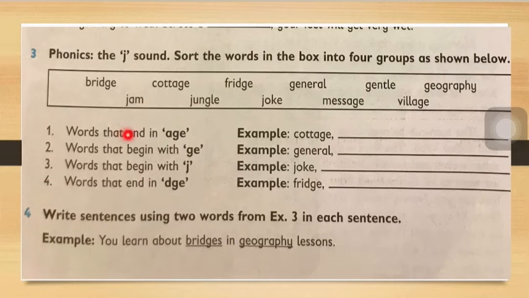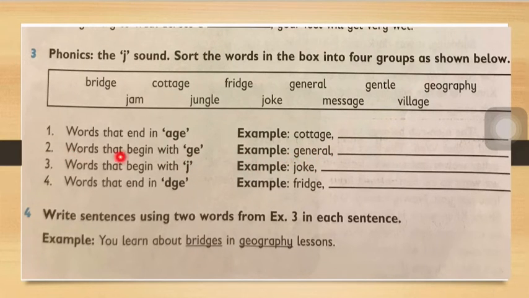Now, children, we have to sort the words in 4 groups. The words that end in age, begin with J, begin with J, end in dge. Is it clear, children? Now, bridge. Do you think I have to write this word here along with fridge? Excellent. The next word is cottage. It's already written here. Fridge. Already done for you. General. So here we will write general.